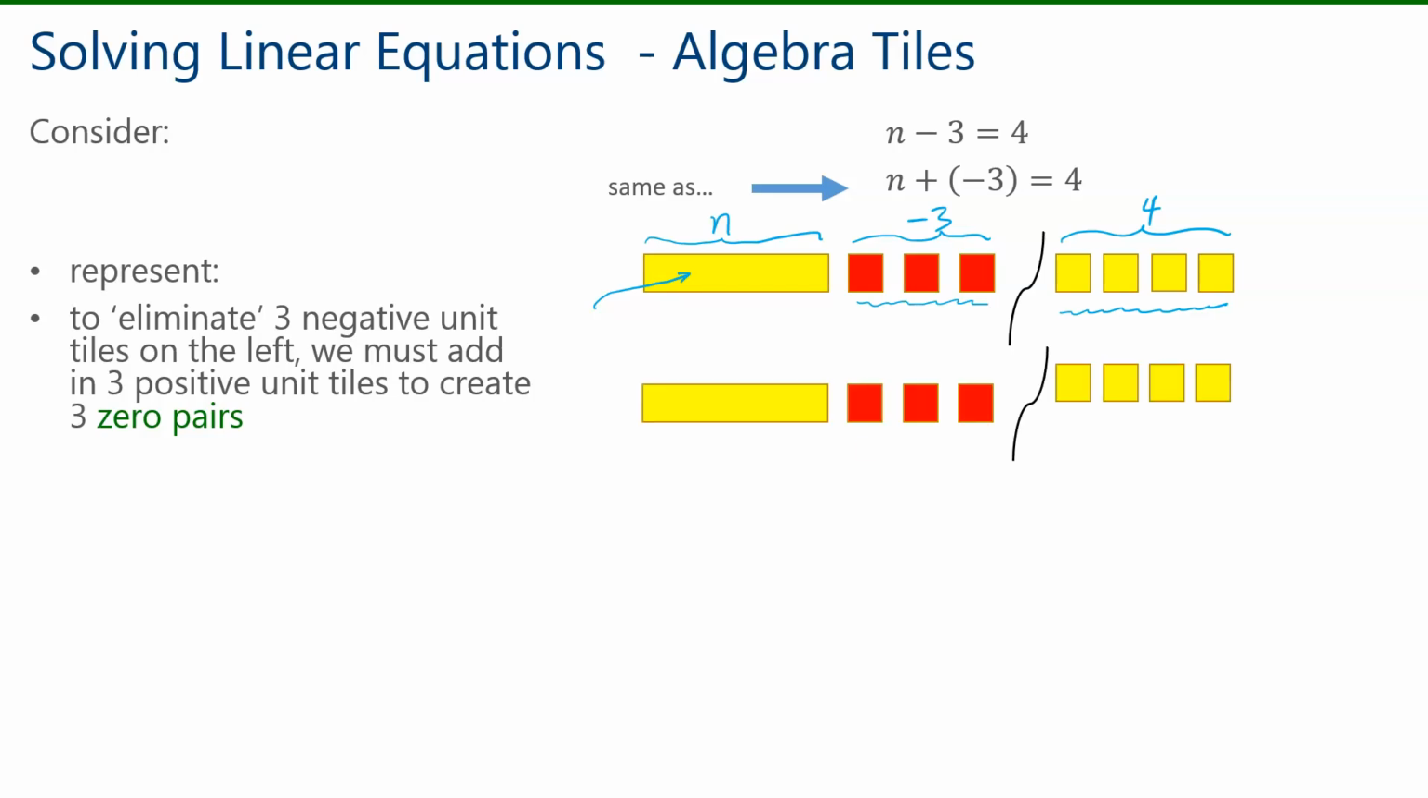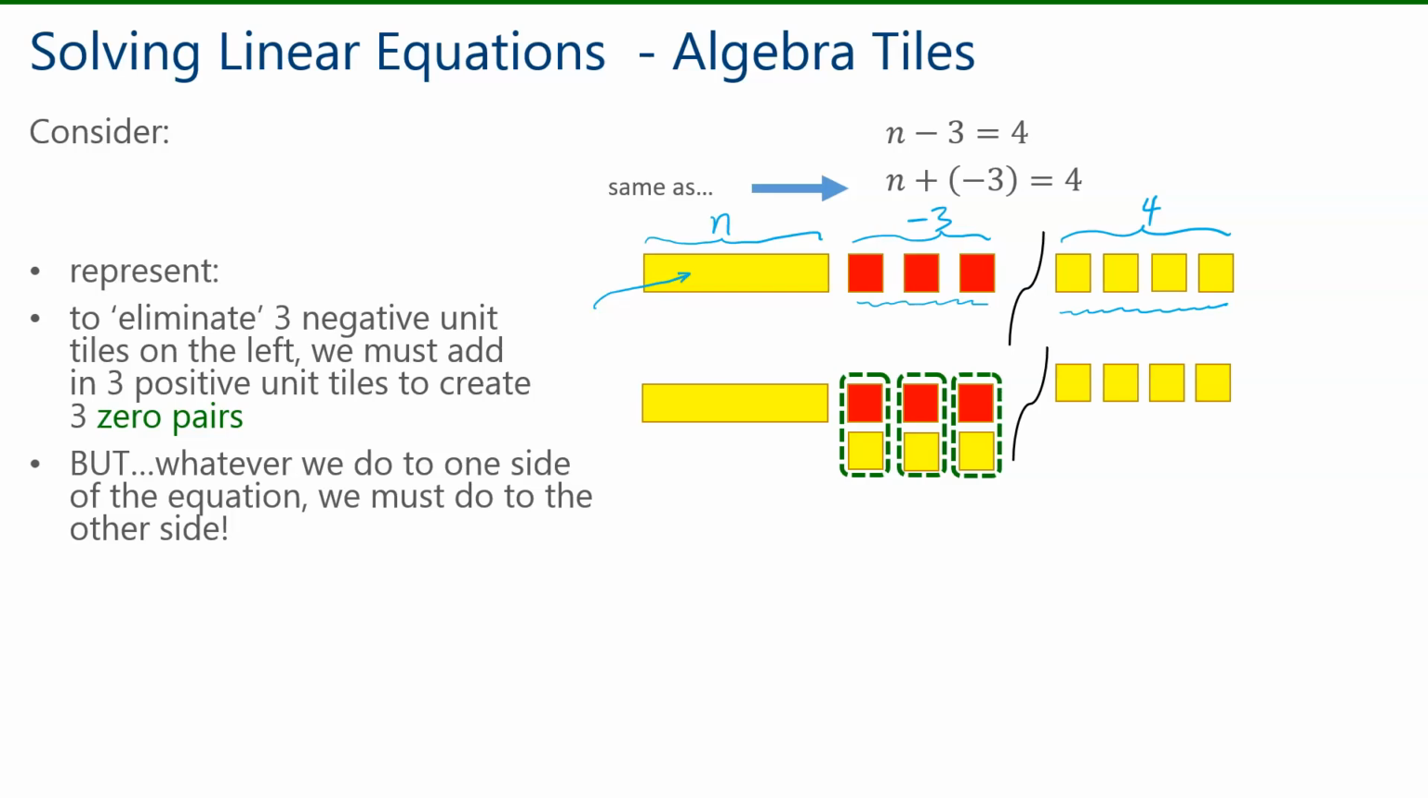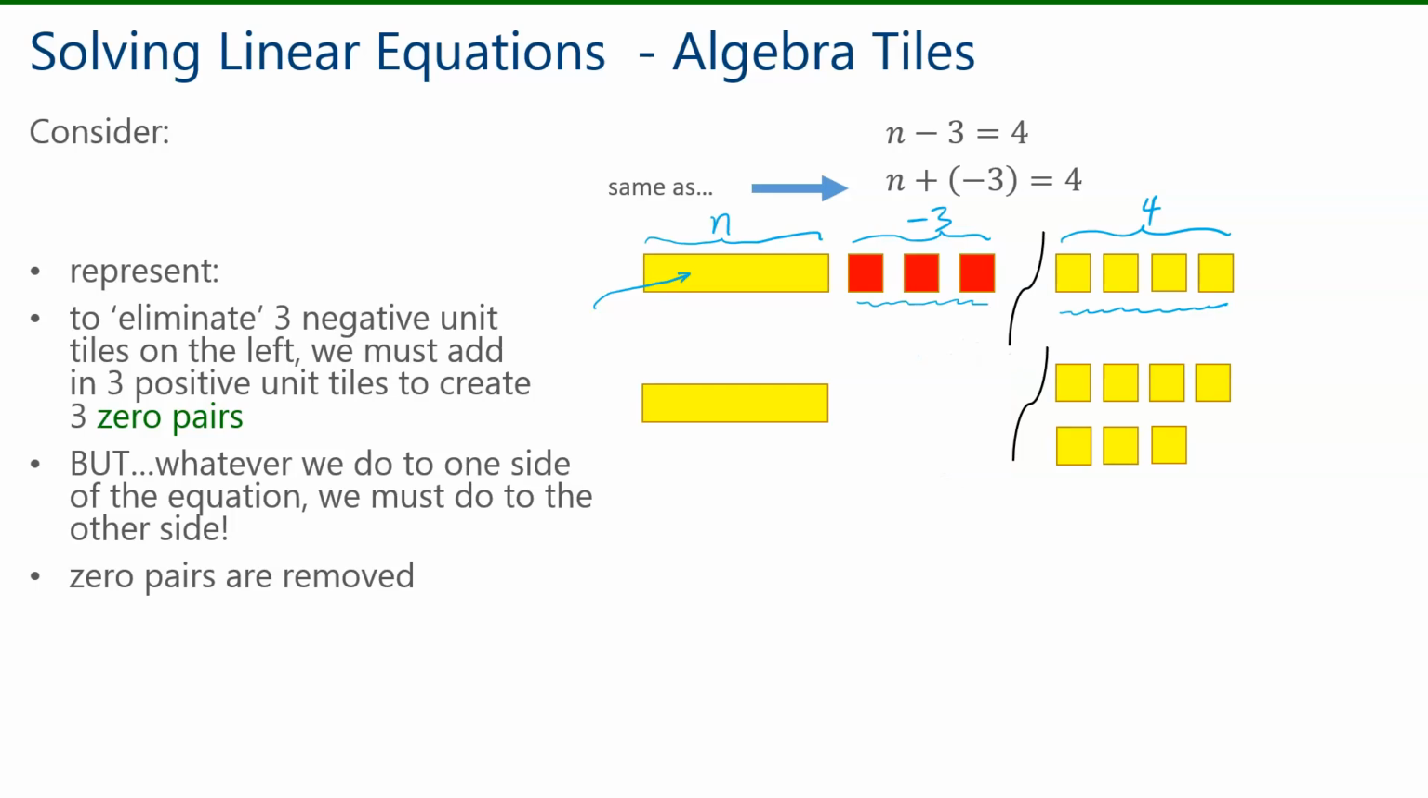So let's have a look. There's the original. We put in our 3 positive unit tiles, creating the 3 zero pairs. But if we just added in 3 positive unit tiles on the left-hand side, because of the preservation of equality, we have to do the same thing to the other side. So we pop in 3 positive unit tiles on the right. Now we can remove the 3 sets of zero pairs. Remember that each zero pair cancels each other out. They just give us nothing, so we will remove the 3 zeros.